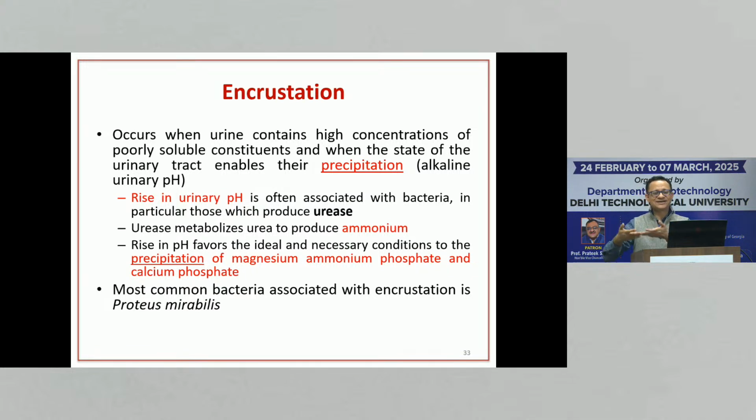Now urine can start getting retained in the bladder, leading to more infection. And this Proteus mirabilis is responsible for making the pH high. So rise in urinary pH is often associated with bacteria, in particular those that produce urease. This metabolizes urea to produce ammonium. Rise in pH then precipitates magnesium ammonium phosphate and calcium phosphate. So things start encrusting, solidifying, closing that tiny opening, leading to urine retention, leading to more infection now.